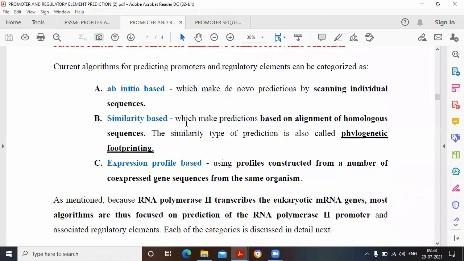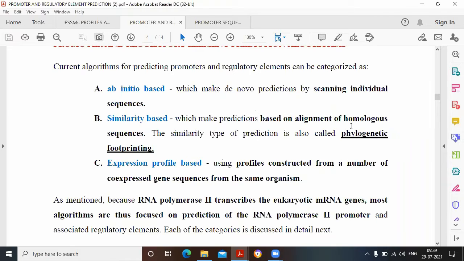And the second approach is the similarity based approach. The similarity based approach is based on the alignment of homologous sequences. I repeat, it is based on the alignment of homologous sequences. That means some information is in the database, and my sequence will be compared with it. Whatever information is already available in the database says this is the promoter site, this is the regulatory site. So if the provided sequence perfectly matches that database sequence, then we predict my sequence also has such a promoter element and regulatory element.